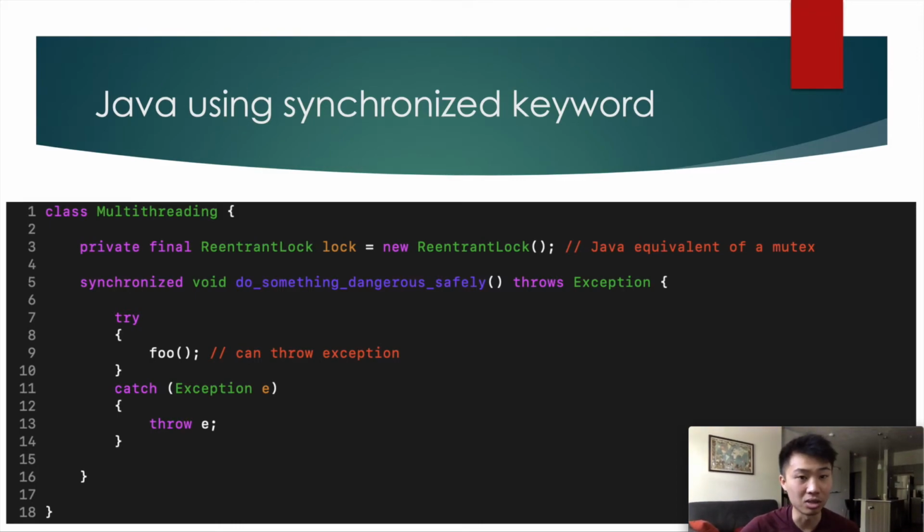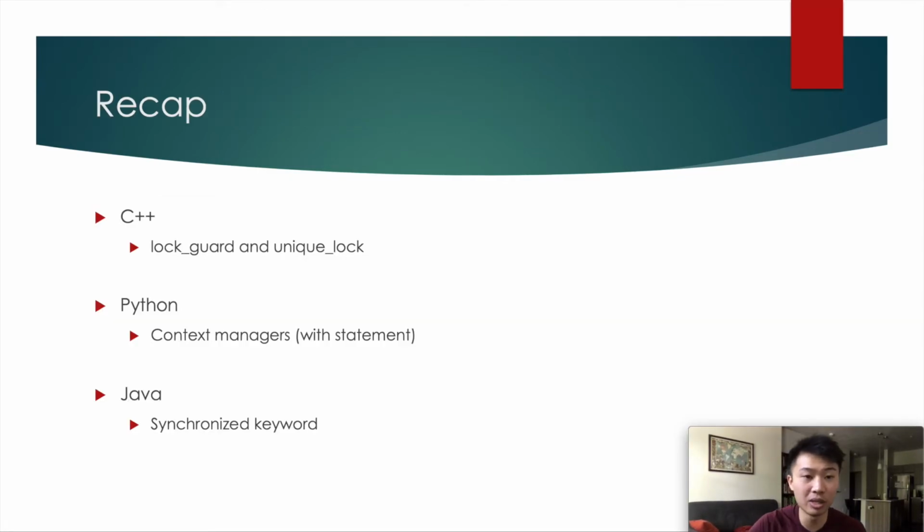So you see there, it's pretty simple. There's no locking, no unlocking, just simply synchronized. And so we have a recap here. C++ uses objects called either the lock guard or the unique lock. Python uses the context manager, also known as the with statement. And Java has the synchronized keyword.